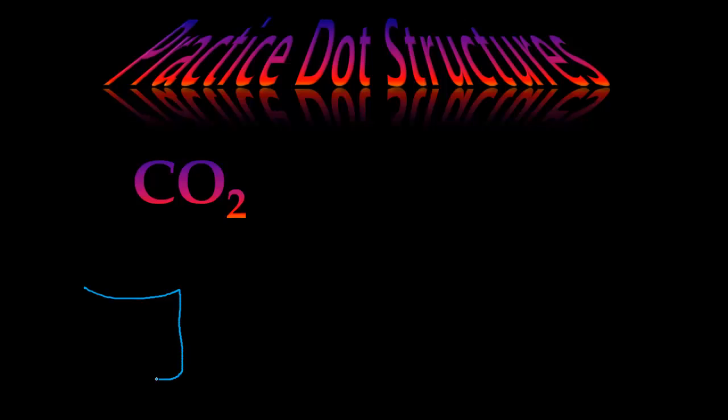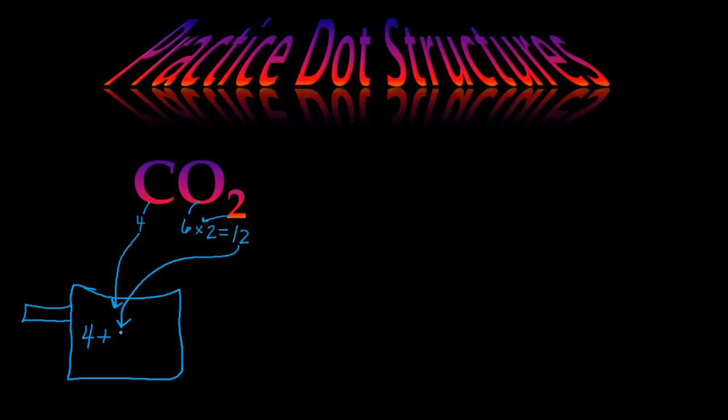Again, I'm going to think about what needs to go inside my pot. So C is in group 4. So it again adds 4 electrons to my pot. O gives us 6, but this time I have 2 O's. So I'm going to multiply it by 2. So I get a total of 12 electrons that I am going to put in my pot for a total of 16 electrons.